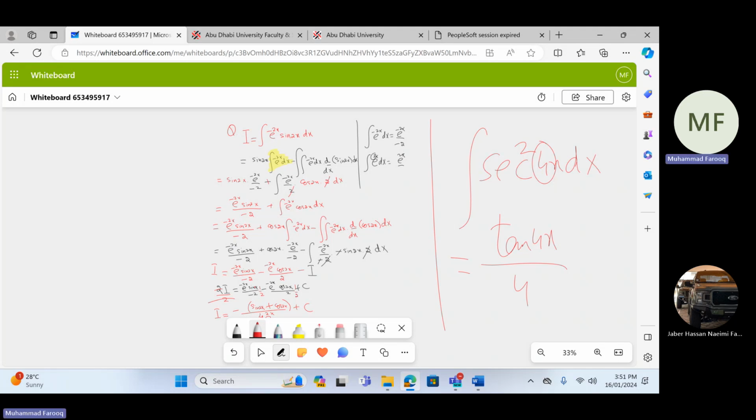So please, next time, whenever you have integration of a trigonometric function, and the trigonometric function has some angle, it has some number. This number, always divide the answer of the integration by it. We divide by the derivative of the angle, right? Yes, we can say the derivative of the angle.